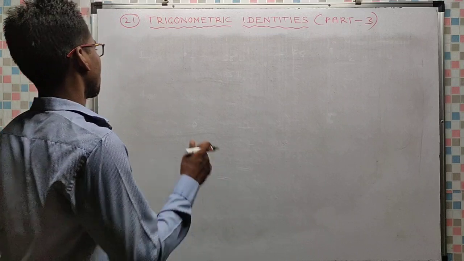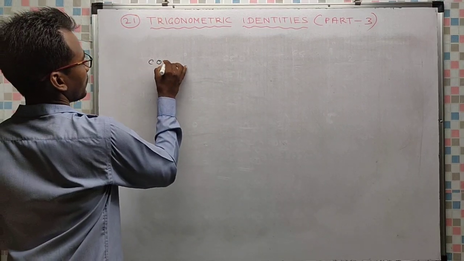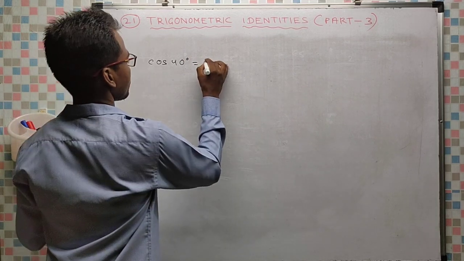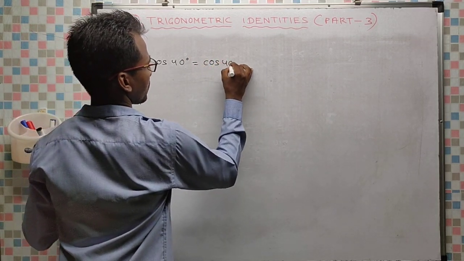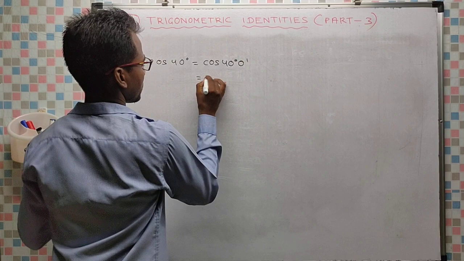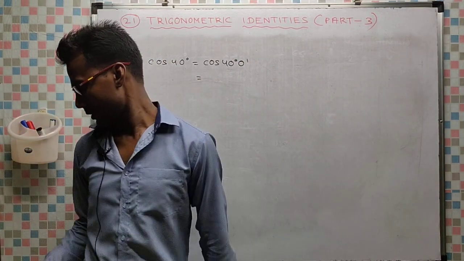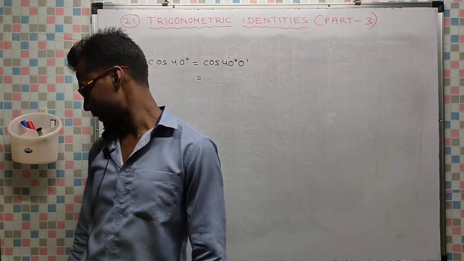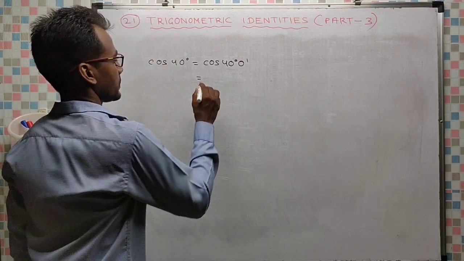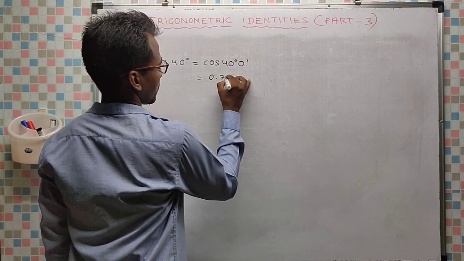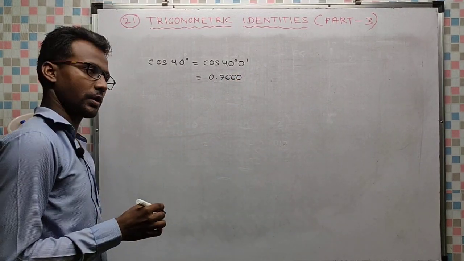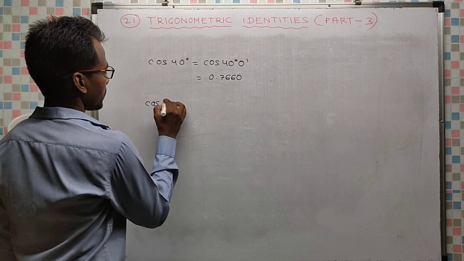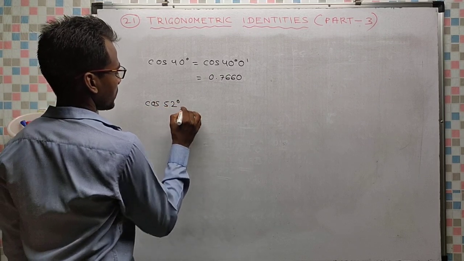Suppose we want to find cos 40 degrees. Cos 40 degrees means cos 40 degrees and 0 minutes. You can easily locate it. 40 degrees 0 minutes, the value is 0.7660.